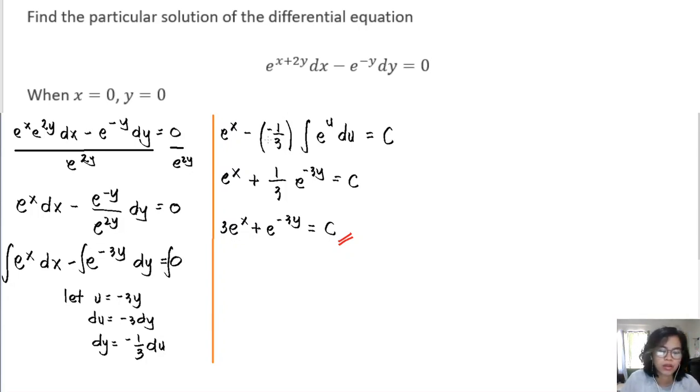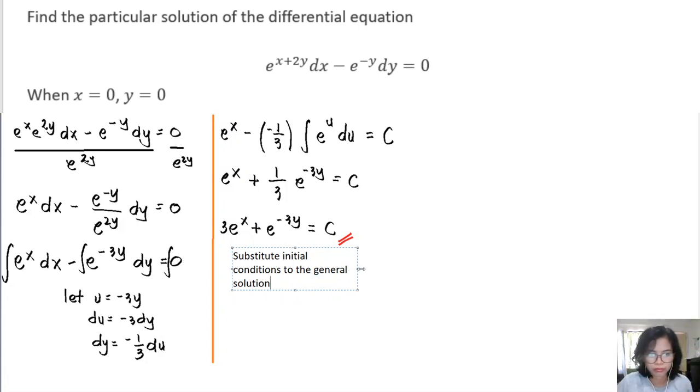Now, the problem is asking for the particular solution. So what we are going to do is that we are going to substitute the initial conditions to our general solution. I'll just put that one here so that you will be reminded. Substitute initial conditions to the general solution. Don't you ever forget that.